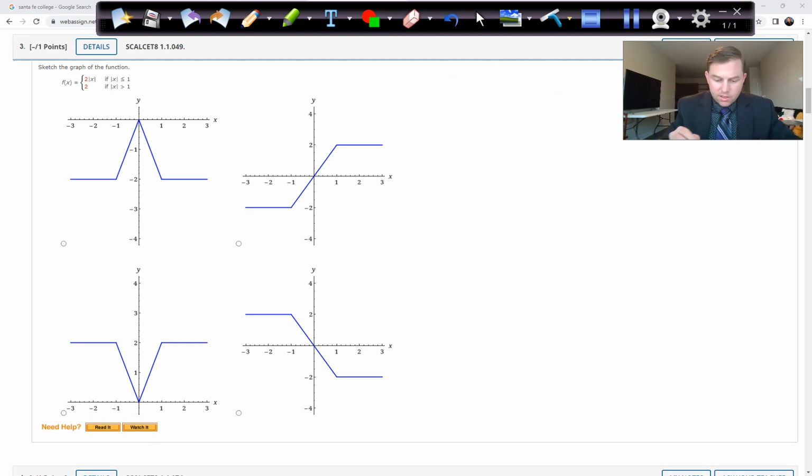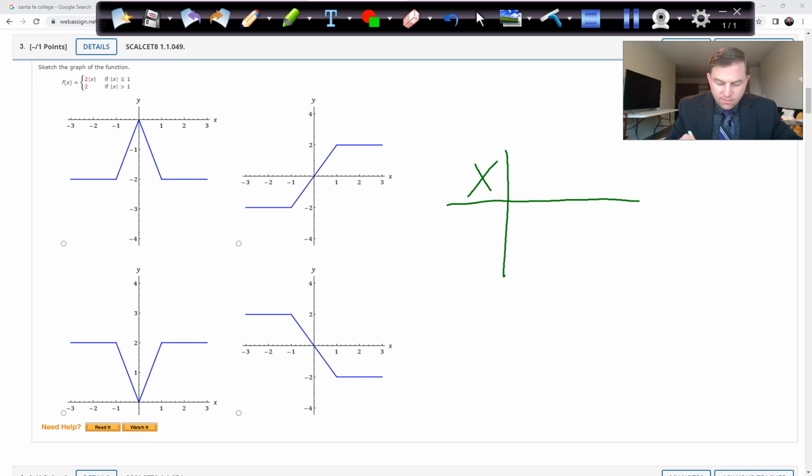Okay, so what we have in this problem is, let me use a different color than what they used, a function called a piecewise function. The function changes depending on the x value. So it has double the absolute value if x is less than or equal to 1, and it's just 2 if x is bigger than 1. So what we can do here is just pick a few x values and then plug them into the proper function and see what value we get.